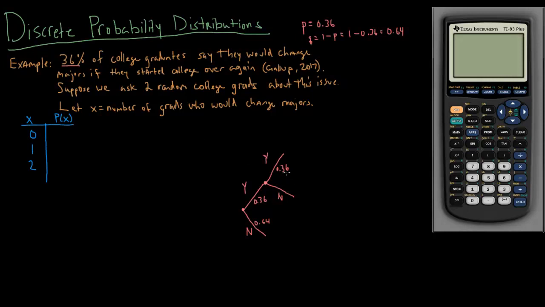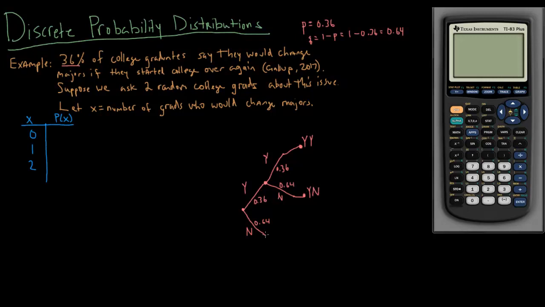So the probability of yes and no stays the same. So yes is still 0.36, and no is 0.64. Okay, so what do we have here? We have this event, which is the event that both people say they would change their major. Yes, yes. Then we have this event where the first person would change their major, but the second person wouldn't.